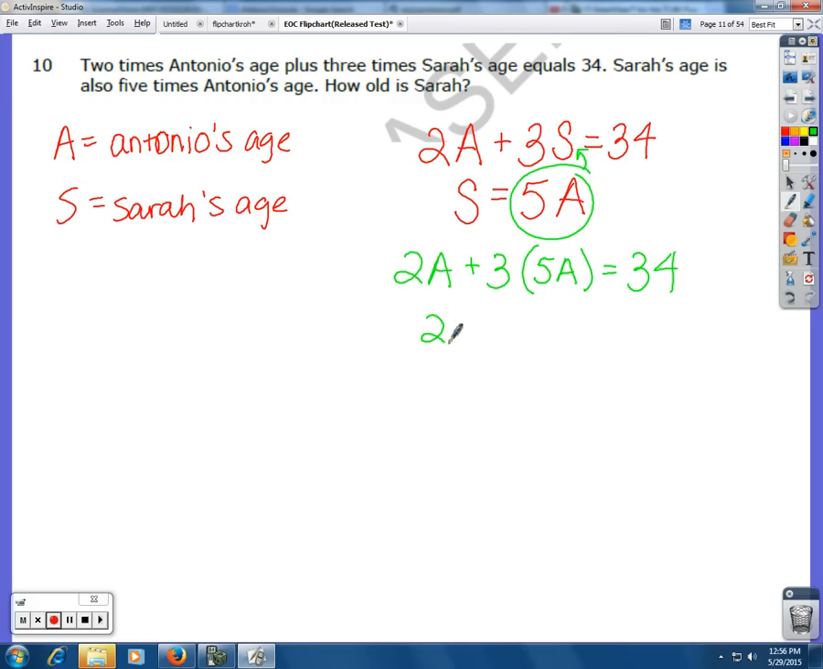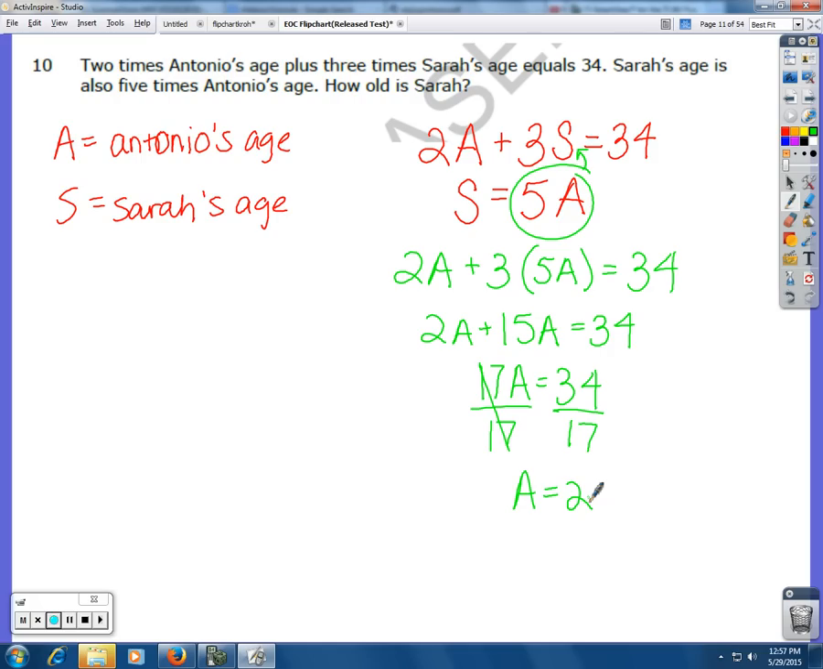So I'm going to multiply right here. 3 times 5a is going to give me 15a. Combine my like terms. And then divide by 17 to get a by itself. And a would be 2. That means that Antonio is 2 years old.